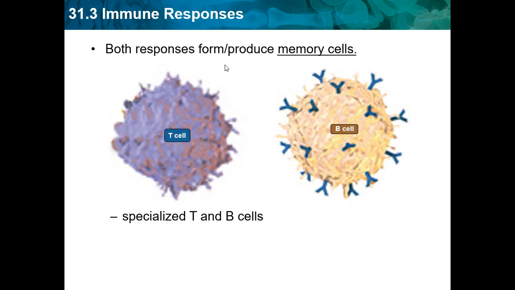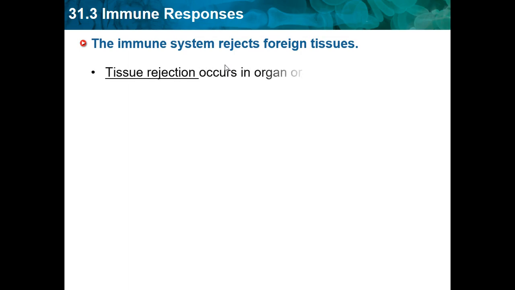Okay, it didn't tell us what memory cells were. Memory cells are basically what they sound like. They remember what happened, what disease you had, so it's easier to fight against it next time. So it rejects foreign tissues.